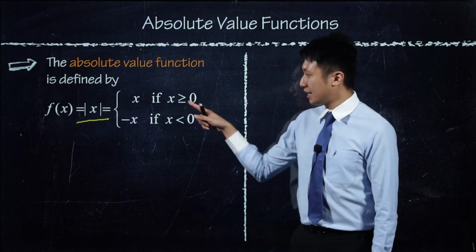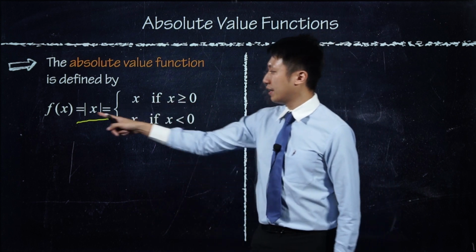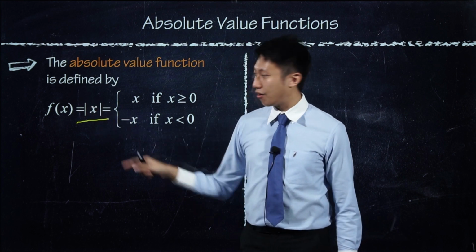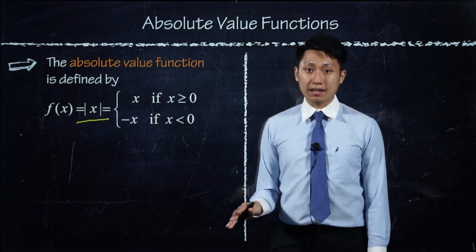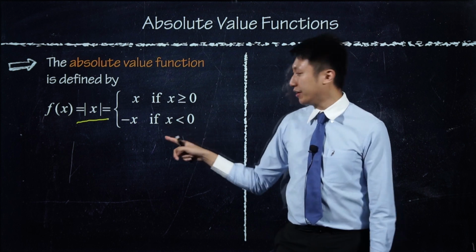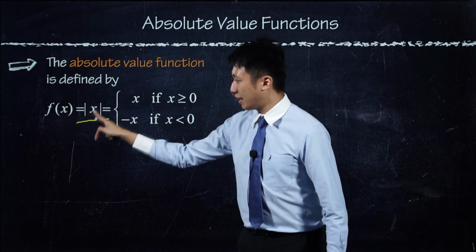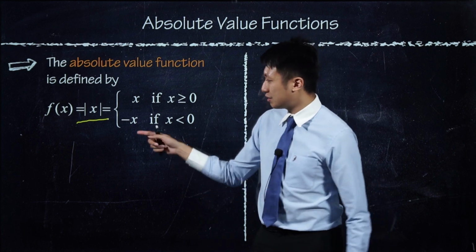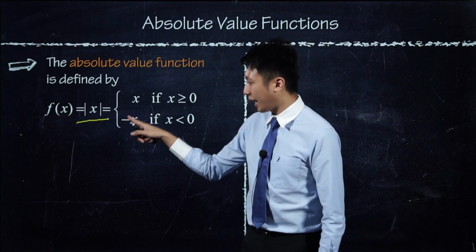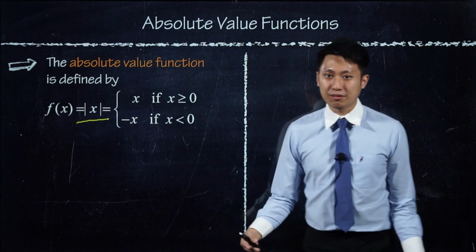Okay, so let's say if x is already positive, then the modulus of a positive number, of course, you just get back itself. If -3 is inside, then the output will be +3, right? What's +3? +3 means negative bracket -3, which gives you +3.